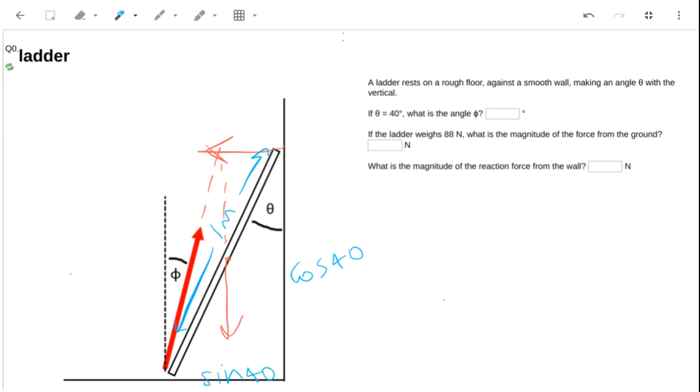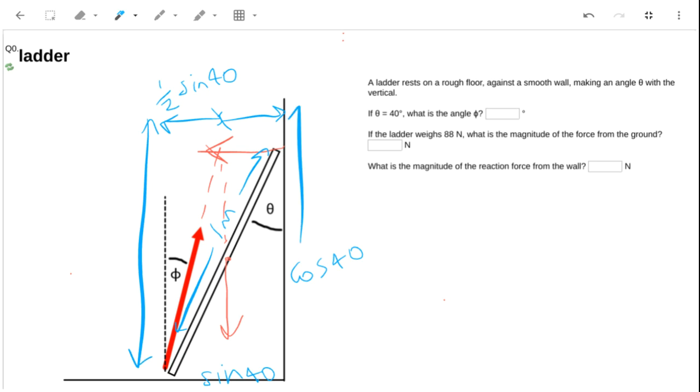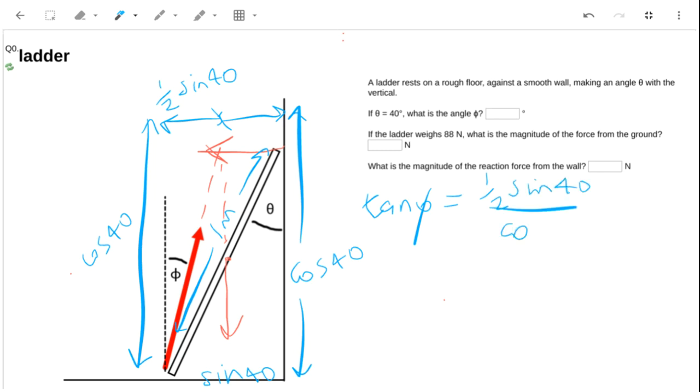Now, this length here and this length here, because the intersection point is halfway, this is a half sine 40. So I've got a little triangle with my angle phi, and that's cos 40 as well. So I can say that tan of phi is the opposite, a half sine 40, over cos 40, which is basically just a half tan 40.